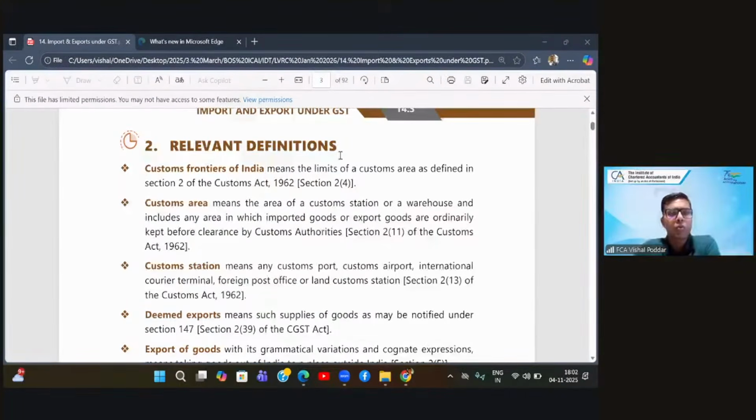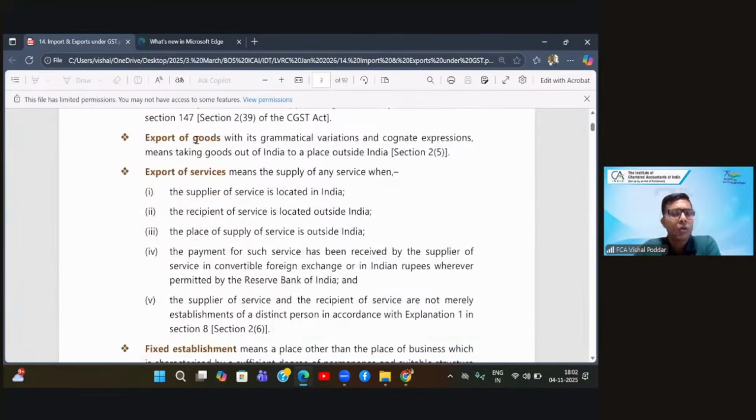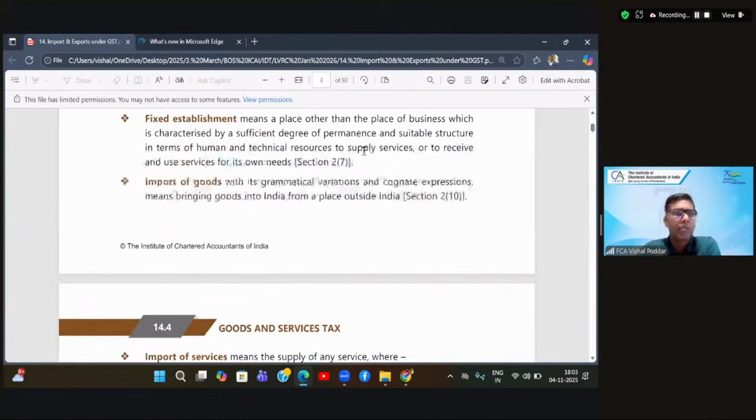Now let me take you through two, three important definitions before we can start with the provisions. So export of goods, this definition is a replica of what is there in the customs law. Export of goods with its grammatical variation, cognate expression means taking goods out of India to a place outside India. And similarly, the definition of import of goods is vice versa. With its grammatical variation, cognate expression means bringing goods into India from a place outside. So what is very important is that for transactions in goods, the physical crossing of the boundary is important.